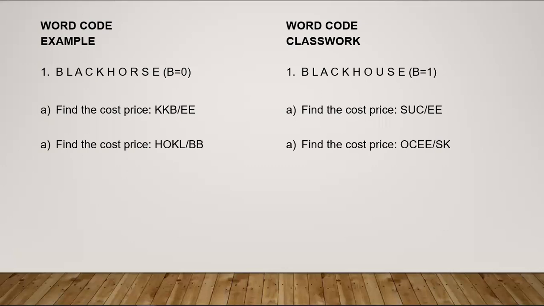If the first letter starts with 0, then you will count in ascending order up to 9. So if B is 0, it means that L will be 1, A will be 2, C will be 3, up to 9.